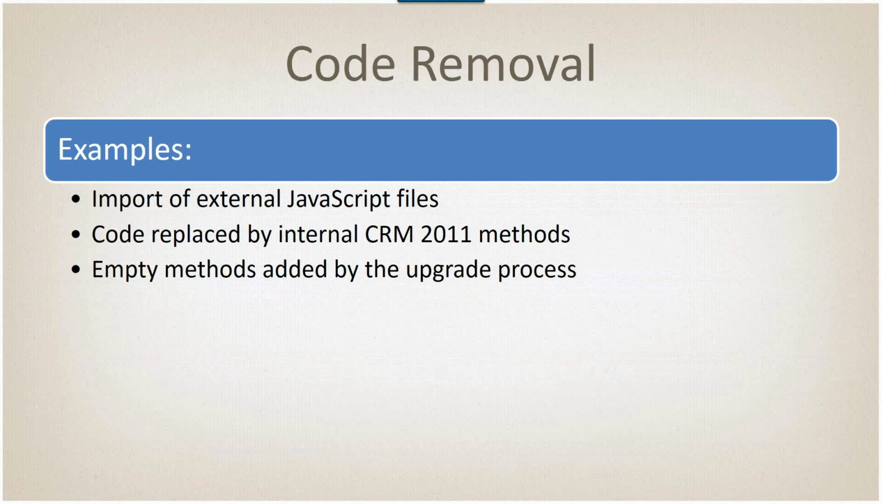There's a lot of code that we just don't need anymore, strictly because CRM 2011 and above actually have methods built in to do all that stuff. So we can get rid of it. Also, during the upgrade process, you'll find CRM will actually generate a lot of empty methods. So you'll have onload methods for forms, for iframes and stuff. They're totally empty. You can get rid of those because they don't actually point to anything.